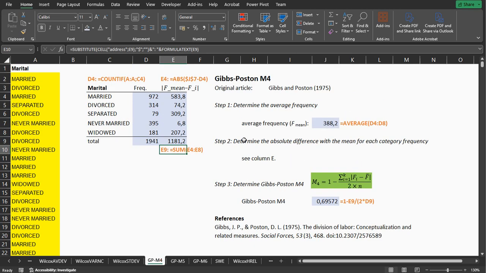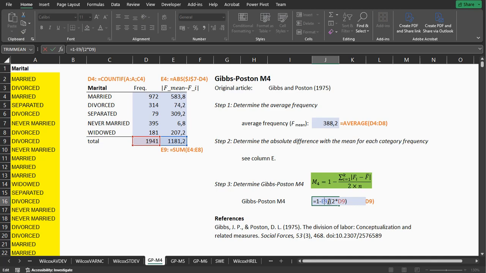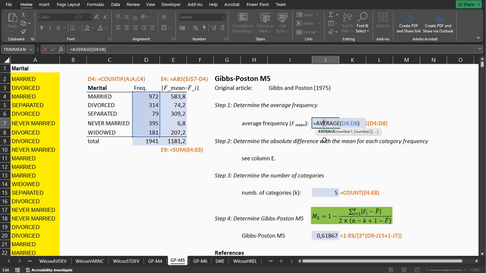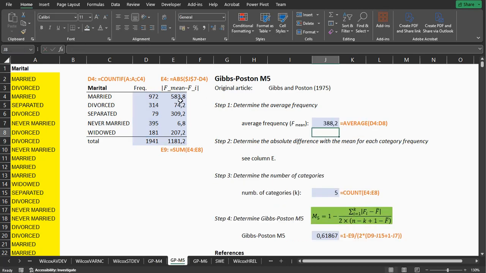Then there's Gibbs-Poston M4, which also uses the average and also again the absolute values, but it divides it by something slightly different. It doesn't take into account how many categories there are, so there's no K involved. And we get that that's 0.69572. M5 is similar again, does the exact same thing.